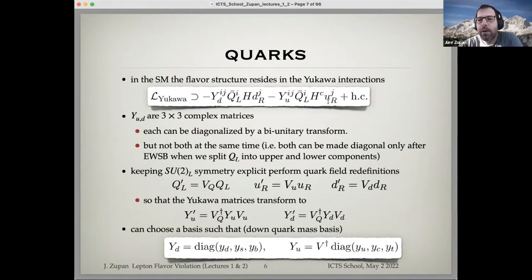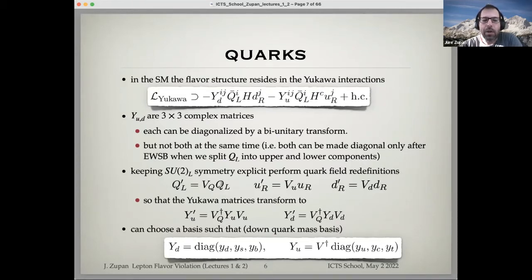Or if I have an up-type right-handed up quark, then there's the conjugated Higgs sitting there. All right, so we have two 3x3 complex matrices. Each of them you can diagonalize by doing a biunitary transform. But the problem is that the left-handed quarks sit in a doublet. So these two transformations that you would need to do on the down and up quark matrices are tied together through SU(2)_L symmetry.